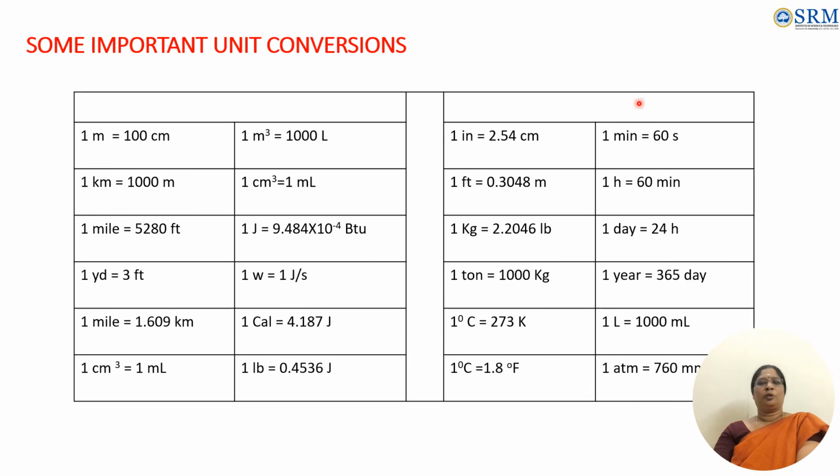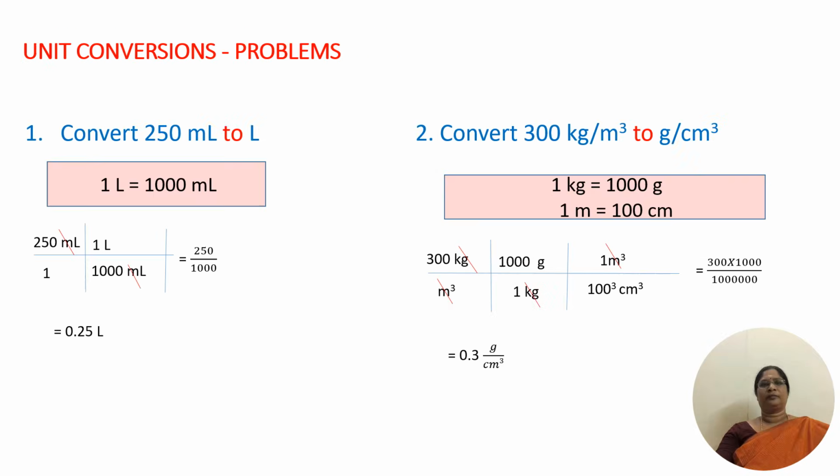The table shows some of the different conversion factors usually used in unit conversions. So 1 kilometer is equal to 1000 meter, 1 kg is equal to 2.2046 lb, 1 ton is equal to 1000 kg, 1 liter is equal to 1000 ml, and 1 atm is equal to 760 mm of Hg. So this is the chart showing us some of the basic unit conversion factors. Next, let us do some unit conversion problems.